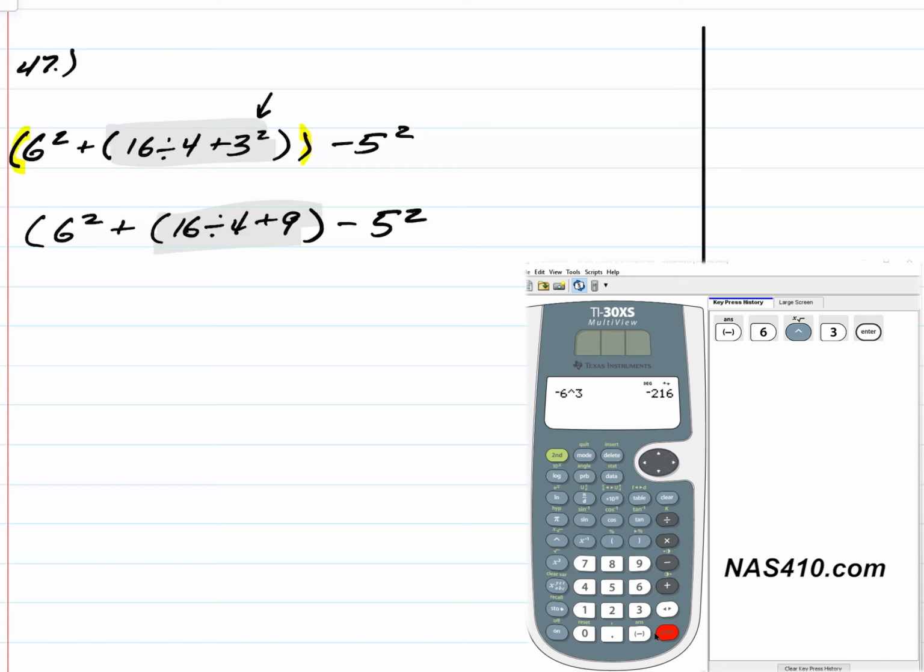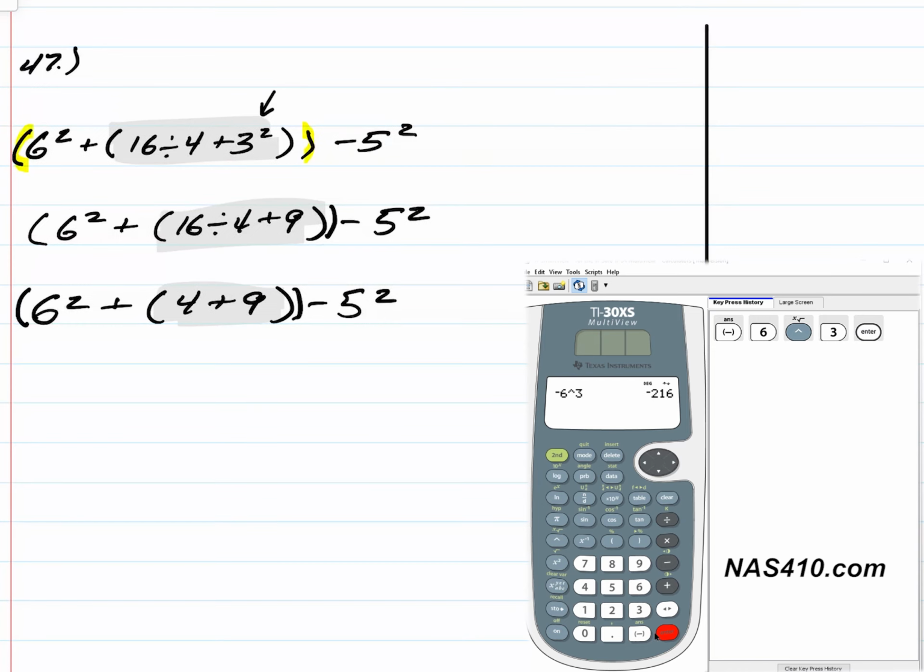And so I have 6 squared plus 16 divided by 4 is 4 plus 9 minus 5 squared. Okay, now all I have left is one operation within those parentheses, and so I'm going to do that next. And I forgot, there's parentheses here and here too, so I got to keep that straight. Okay, and so I have 4 plus 9, so I'm going to drop all this down.